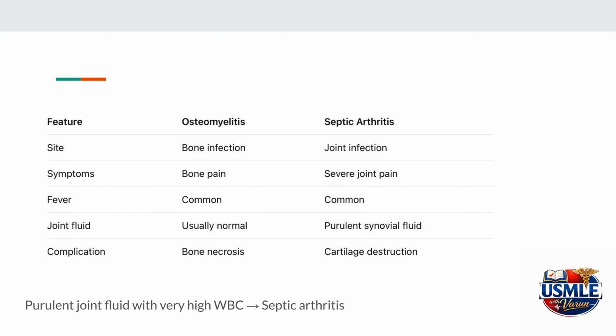Now, let's compare osteomyelitis and septic arthritis, since these two conditions might appear similar in some clinical scenarios. Osteomyelitis is an infection of the bone itself, whereas septic arthritis is an infection within a joint space. Osteomyelitis typically causes localized bone pain, while septic arthritis causes severe joint pain and swelling. In septic arthritis, synovial fluid analysis usually reveals purulent fluid with a very high leukocyte count, normally greater than 50,000 per cubic millimeter.